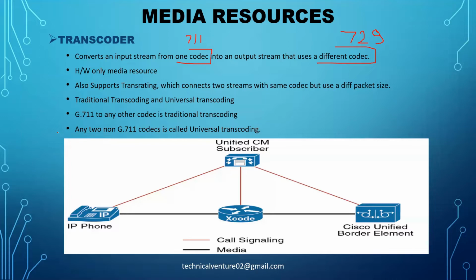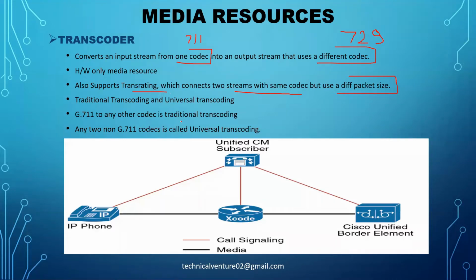So the same thing, the transcoder is hardware only, as we can see. It also supports transrating. What does transrating mean? Transrating converts two streams with the same codec but different packet sizes. Those are the same codecs, but they are using different packet sizes. That is your transrating. So this is also a functionality as well.